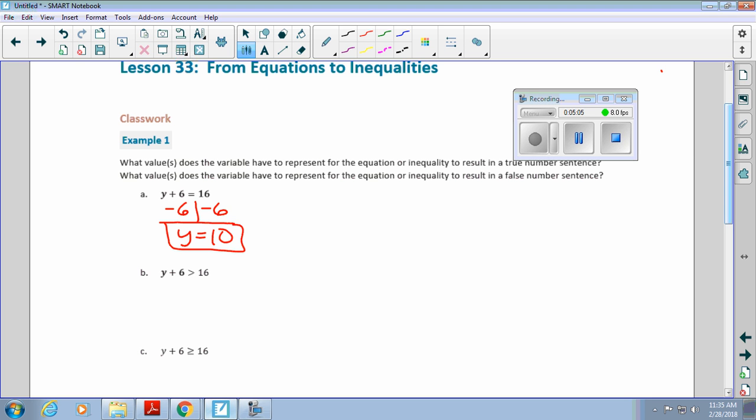So y equals 10, we could go ahead and do our check real quick. If we have a number plus 6, it's got to add up to 16. So if we say 10 plus 6, again focusing on the side that we substituted in, what is 10 plus 6? 16, yeah, and that's what we were supposed to get, so this all checks out.